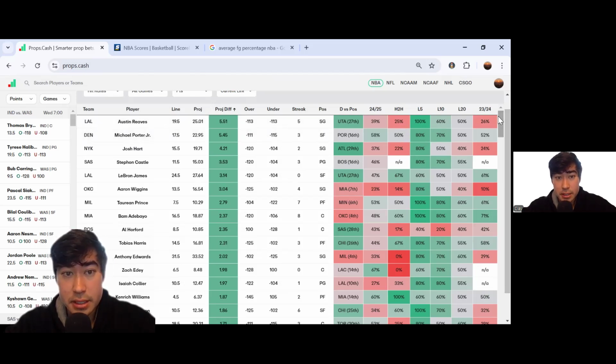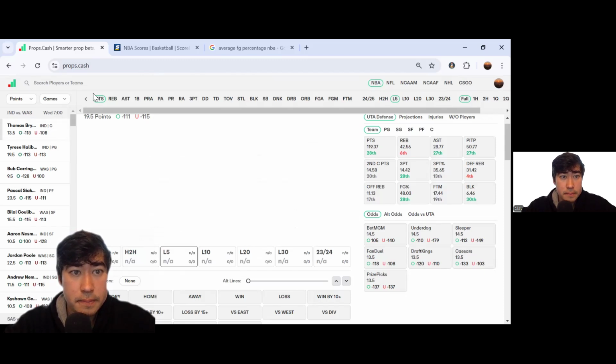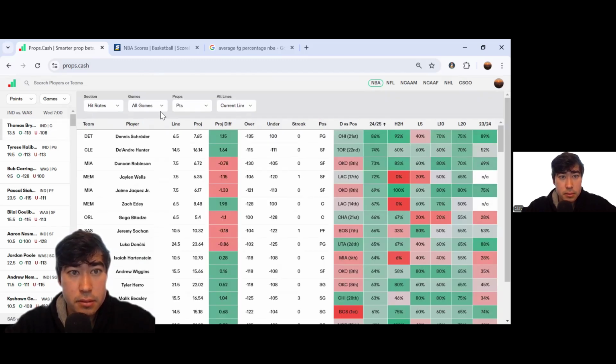You can make your own projected points. You don't have to rely on this app. And you also want to look at their matchup, so look at who they're playing against. But yeah, let's update this real quick.